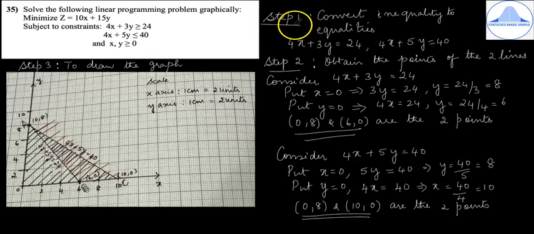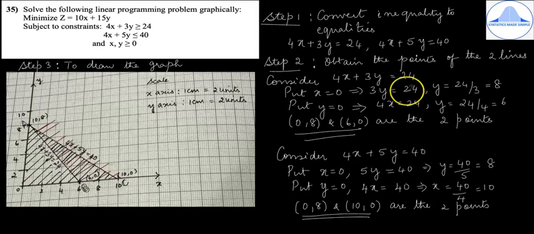So the first step is to convert inequality to equalities. So the first equation will be 4x plus 3y equal to 24 and 4x plus 5y is equal to 40. Step 2 is we have to obtain the points of the two lines. So we'll consider the first equation 4x plus 3y equal to 24. Put x equal to 0.